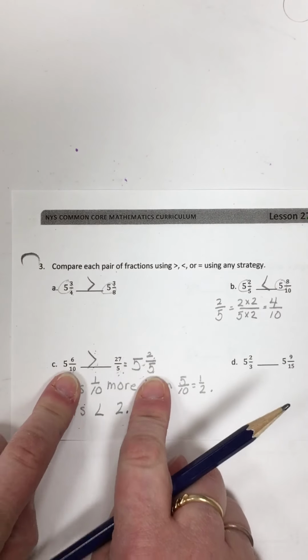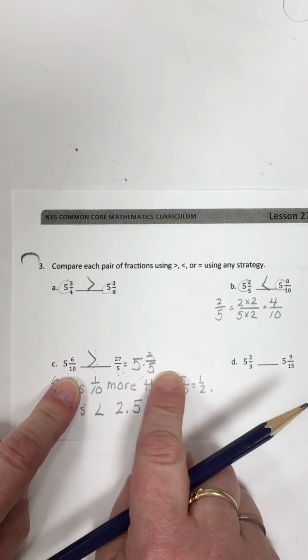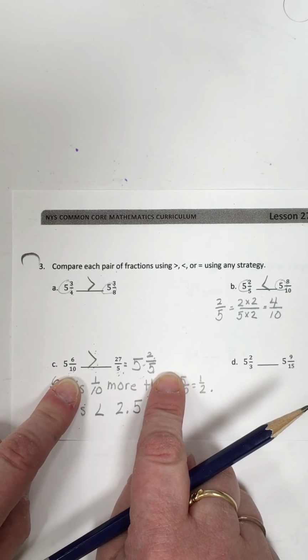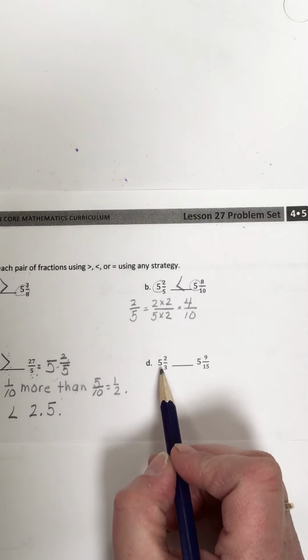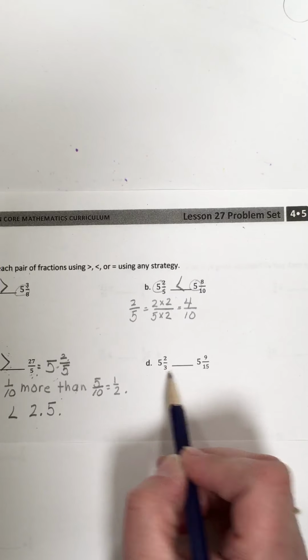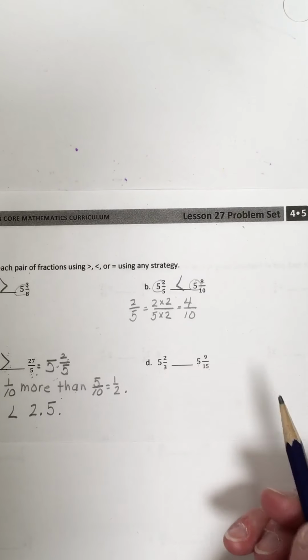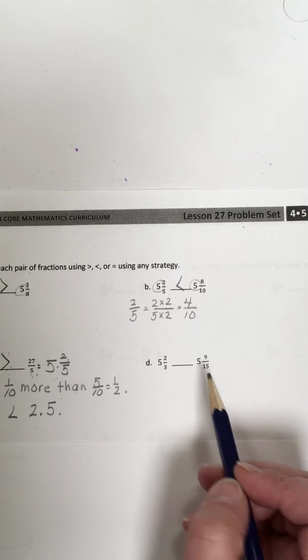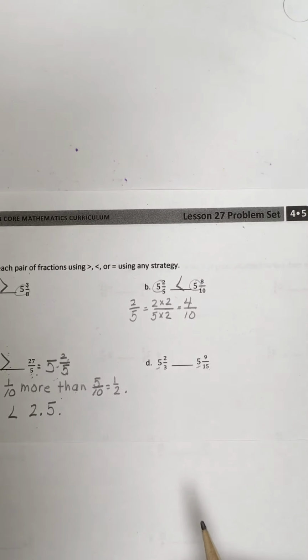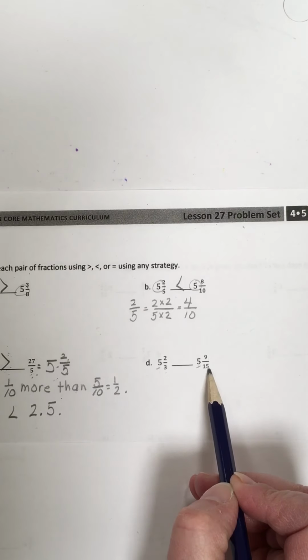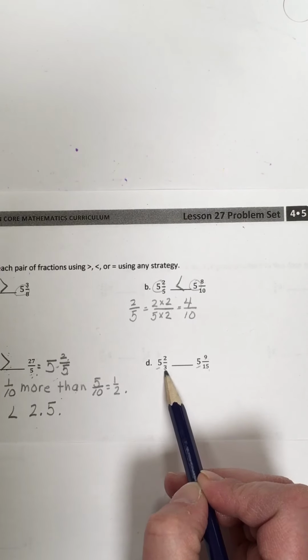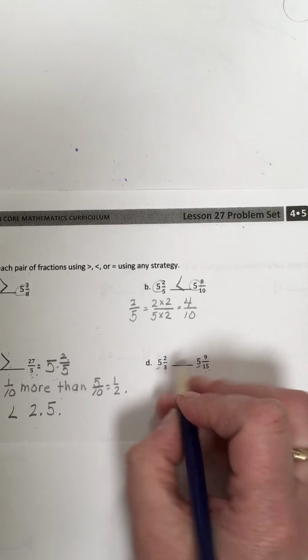Maybe some of you were saying, hey, I could turn fifths into tenths. Absolutely. If that makes more sense to you, by all means do it. Let's look at D. We're comparing 5 2/3 to 5 9/15. They're both mixed numbers. They both have 5 as the whole number. Numerators are different, denominators are different. But right away, I know that I can decompose thirds into 15ths.